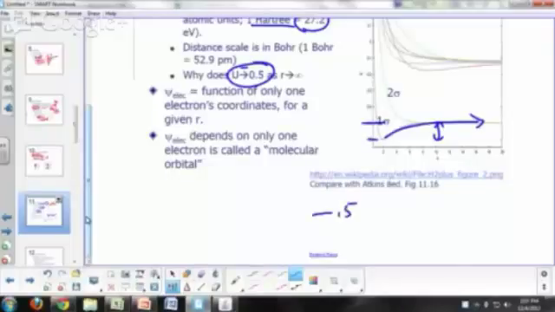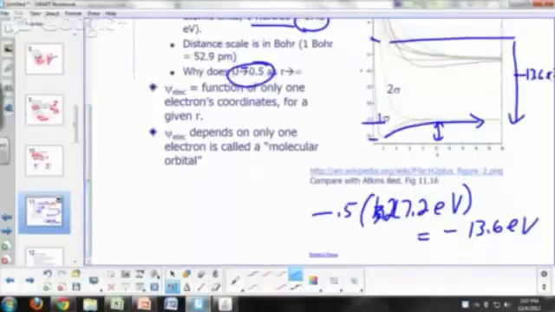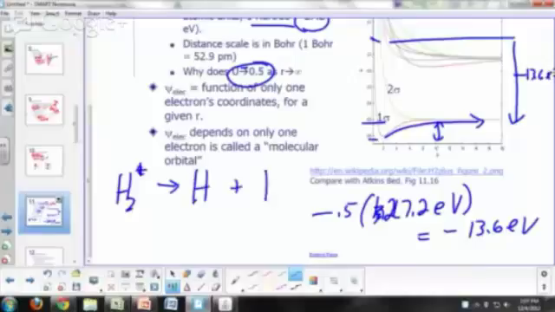What's negative 0.5 Hartree? What's a Hartree again? 27.2 electron volts, right? So negative 13.6 electron volts. So relative to 0, this is negative 13.6 electron volts. Why do you think that approaches that limit? What happens when the two nuclei separate? You have H2+. When they separate, one is a hydrogen atom, the other is H+. So this negative 13.6 is just the ground state of a hydrogen atom, the energy of the 1s electron, the 1s orbital in a hydrogen atom.